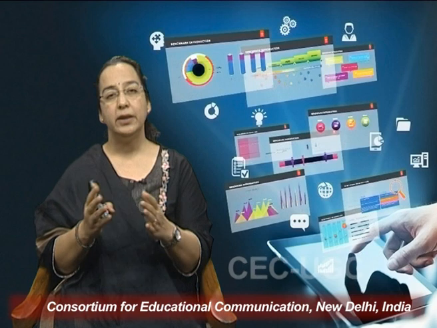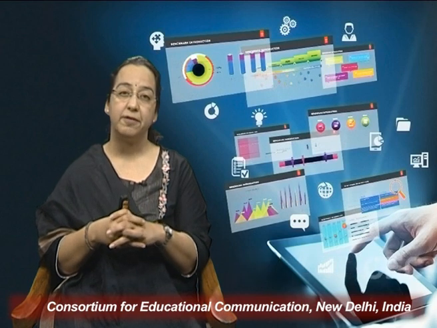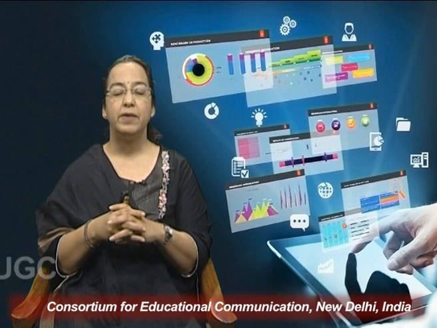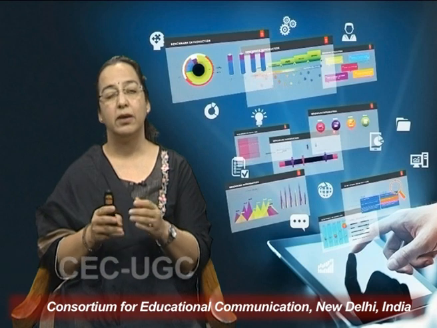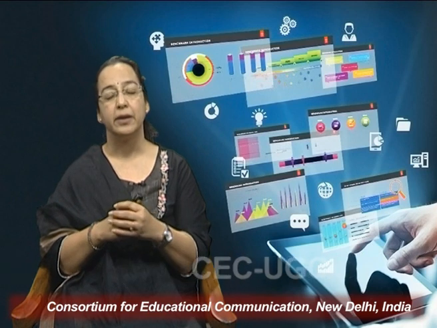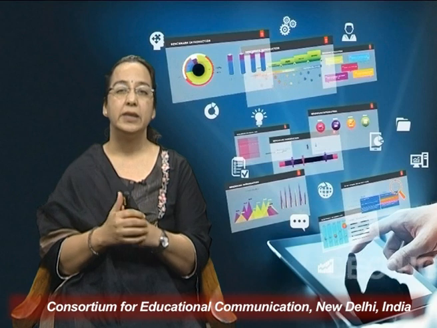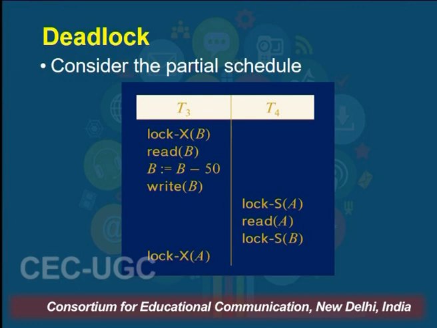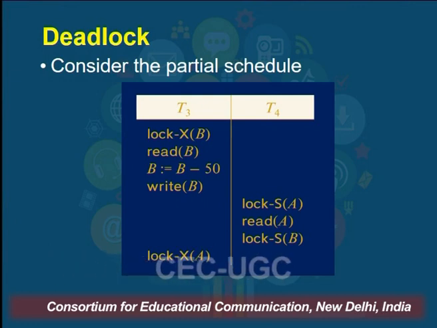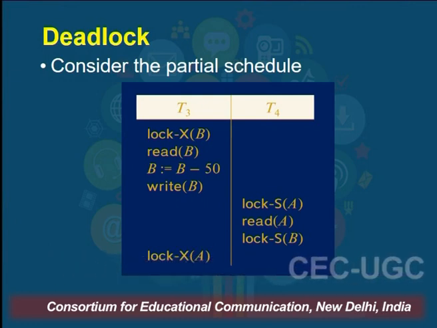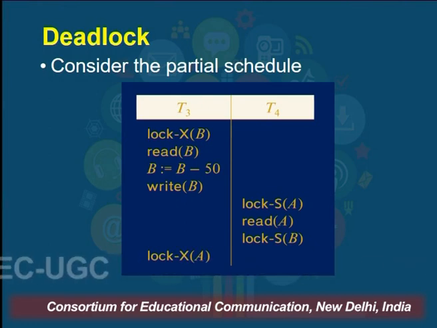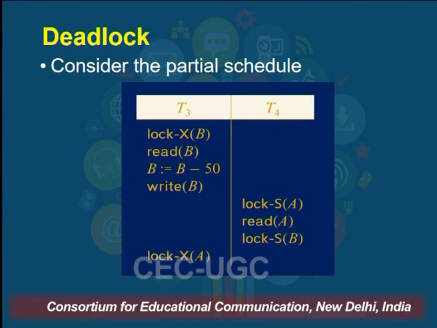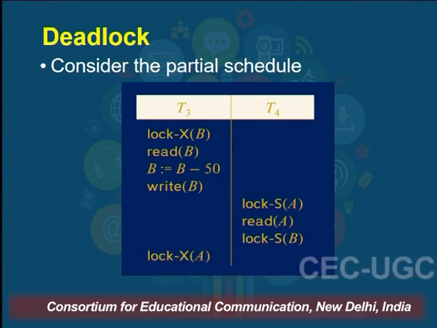So now in this situation, what is the significance of deadlock here, and what kind of deadlock are we talking about here? How is it going to be implemented? For this, let us consider a partial schedule which is given on the screen. Why am I saying that this is a partial schedule? Because all the statements of a schedule are actually not shown here.